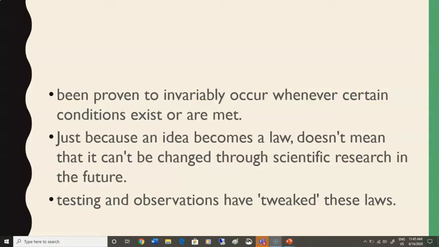And just because an idea becomes a law doesn't mean that it can't be changed through scientific research, because these laws can wind up being tweaked. However, these are pretty much just things that we have never found anything contrary to. Again, not an explanation. It is simply a statement of when this, then that.